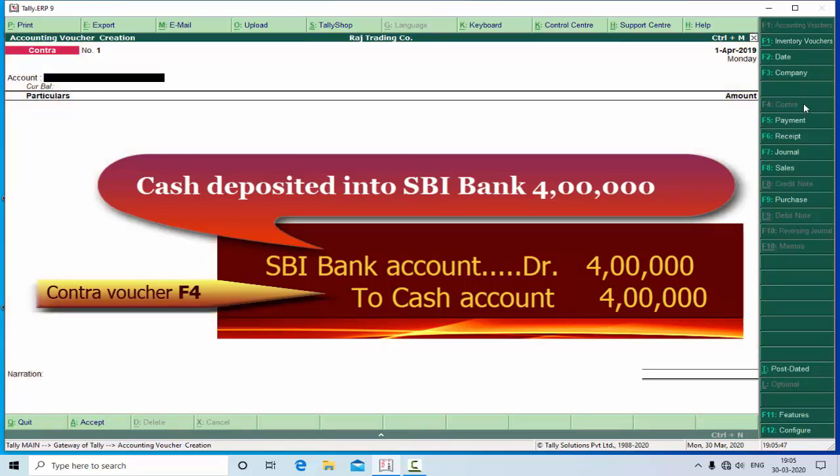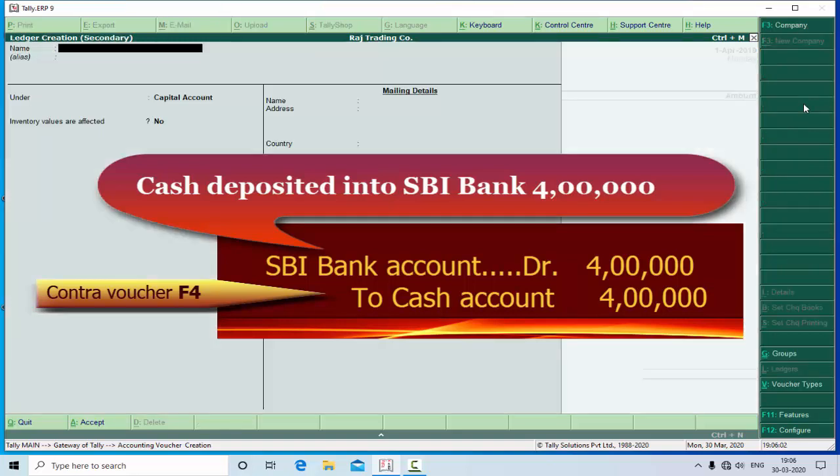So if an entry is related to cash and bank both, that entry will be recorded in the contra voucher. Use the shortcut key F4 and enter the debit account here, meaning the SBI bank account. So I have to create this account. Press Alt+C on your keyboard and enter the name of the bank, SBI bank.